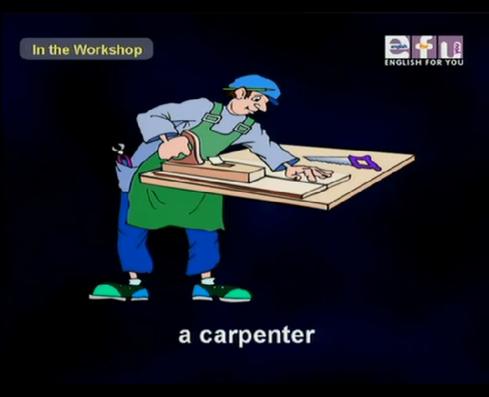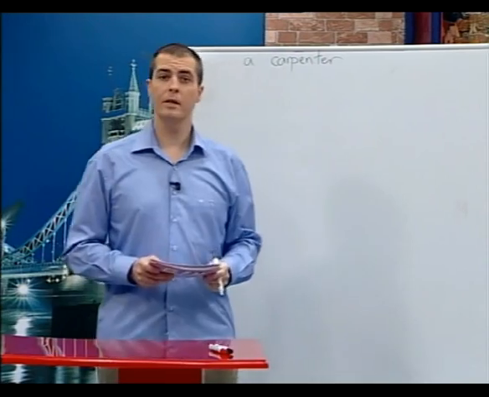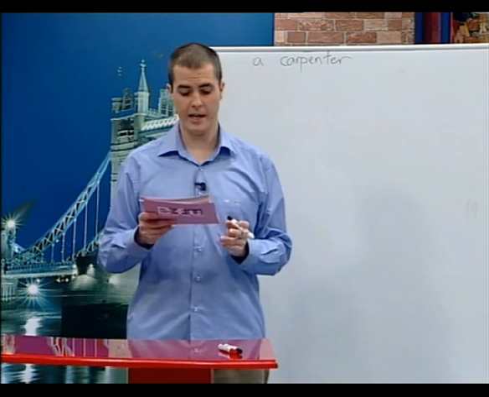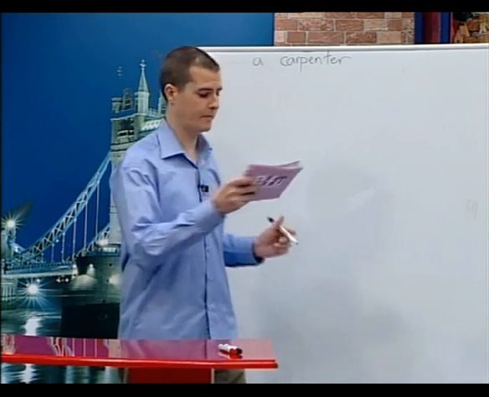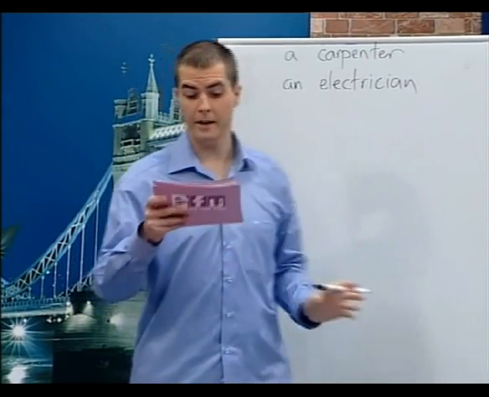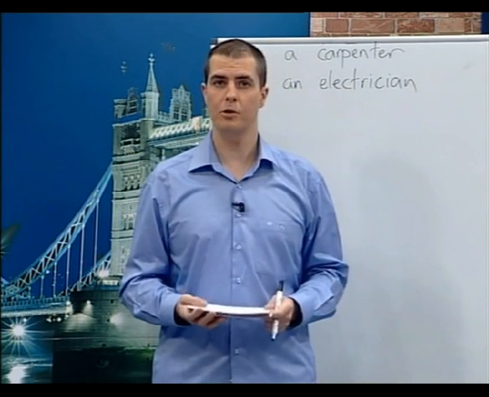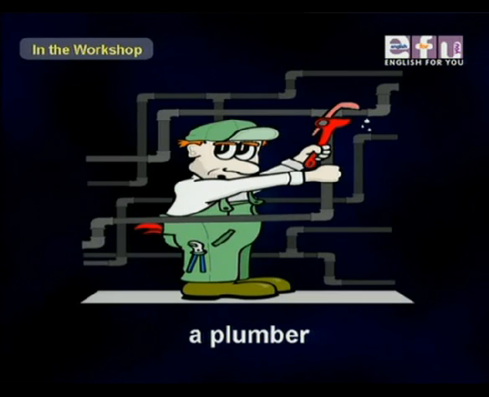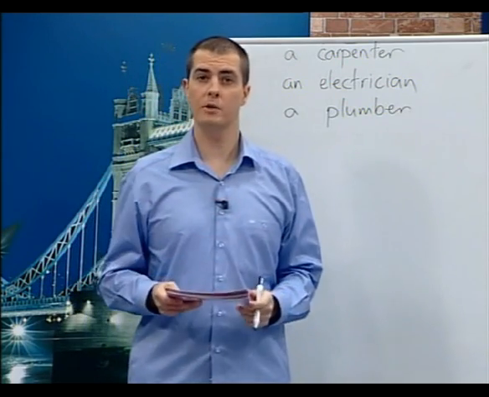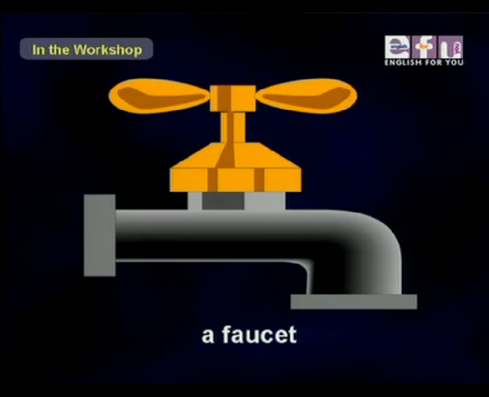A carpenter is someone whose job is making and repairing wooden objects such as desks, beds, and chairs. An electrician is someone whose job is to deal with or repair electrical equipment. A plumber is someone whose job is to install or fix sinks, baths, and water pipes.